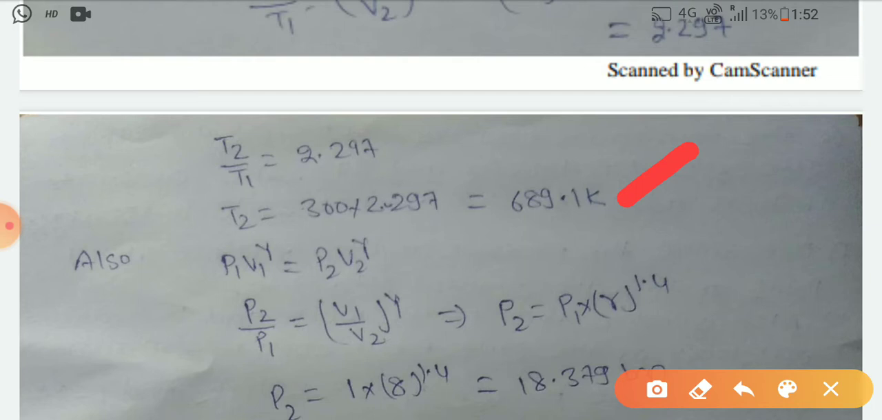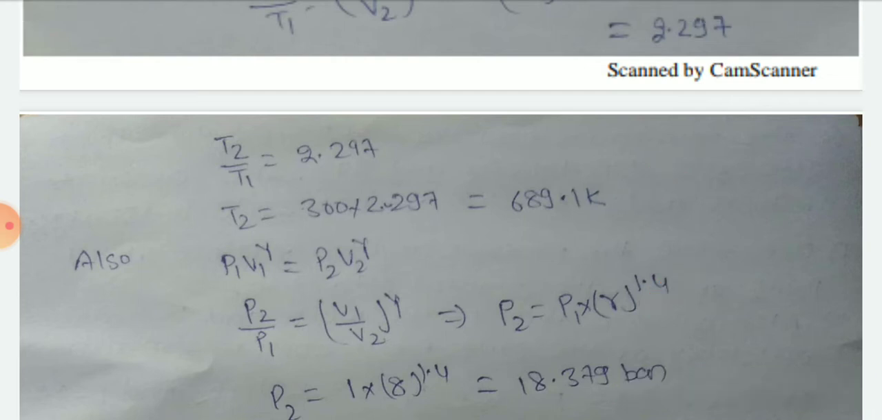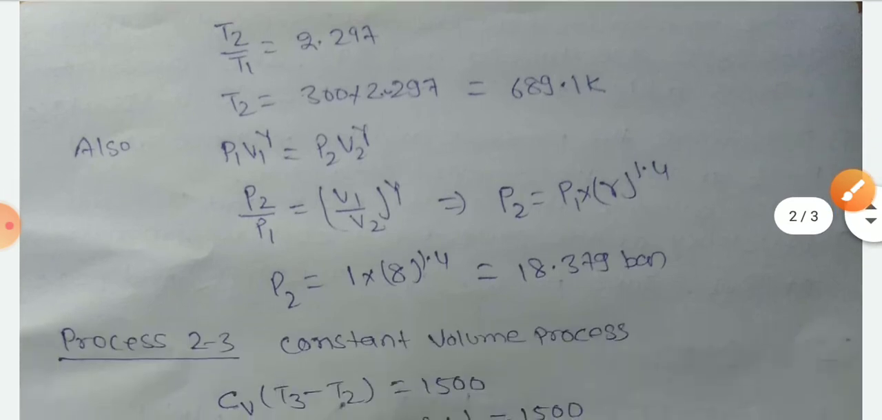Also you can use P1 V1 power gamma equal to P2 V2 power gamma. So P2 by P1 is V1 by V2 to the power gamma, and V1 by V2 is the compression ratio. So P2 is equal to P1 r to the power 1.4, where r is 8. Here you can find P2 as 18.379 bar.